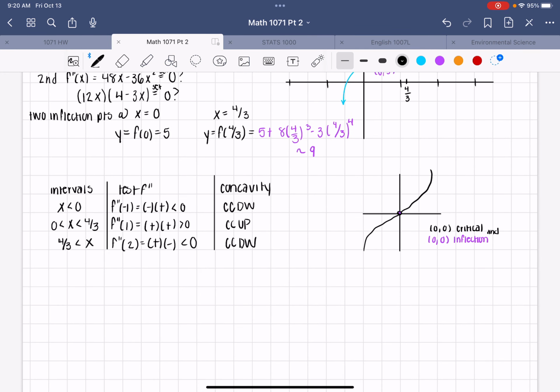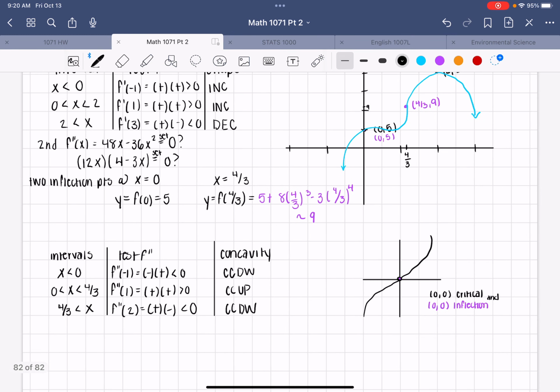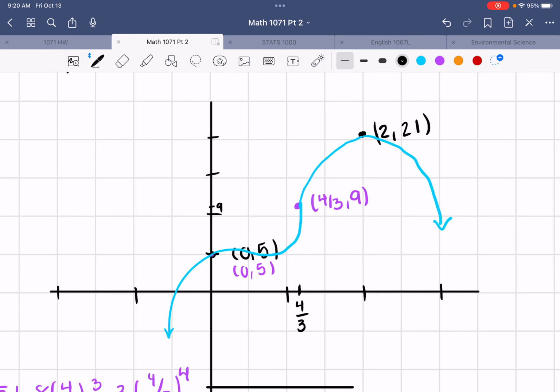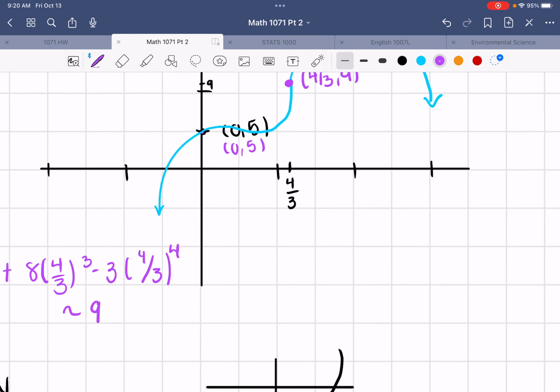Just to link this up with business language. Okay. That point at 4/3 comma 9 is an inflection point. And in economics, that's called the point of diminishing returns. And do you sort of see why?